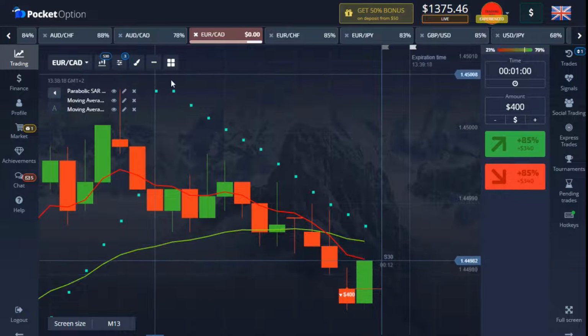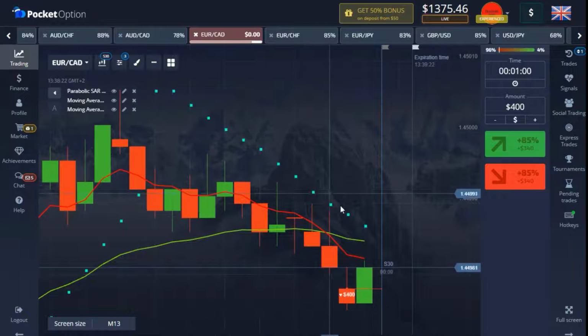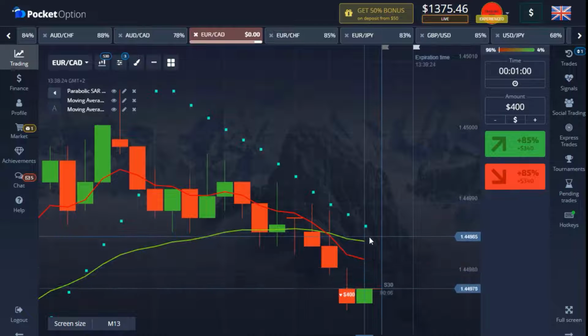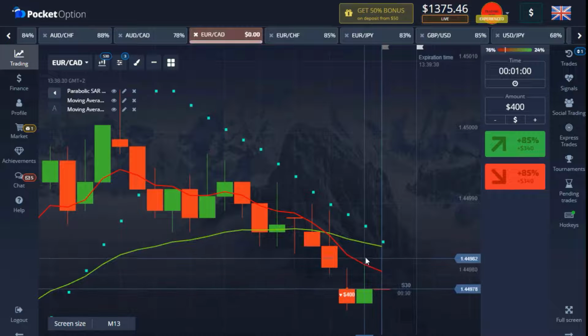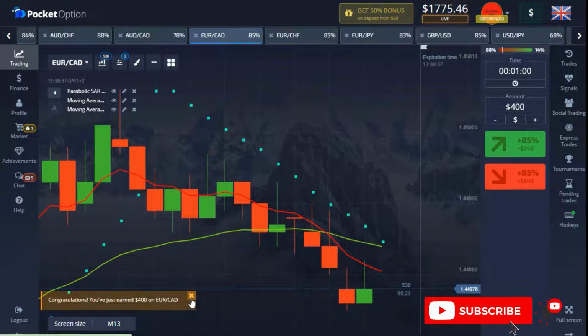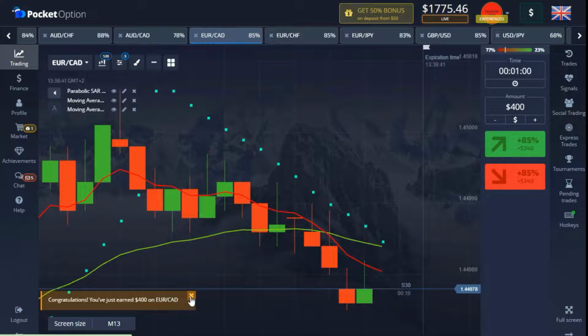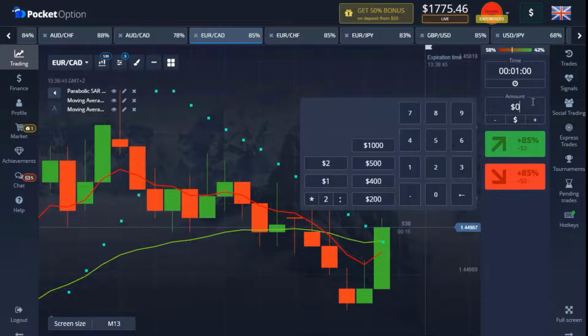The number one thing is the intersection of the both lines. Secondly, you need to be sure of your parabolic SAR dot line heading down, and of course you must have your red line below the green line heading down so well. So let's see. Okay, we get back the $400. I actually entered the trade late, but at least we still end up getting back the money we invested. Let me increase my balance to 500.